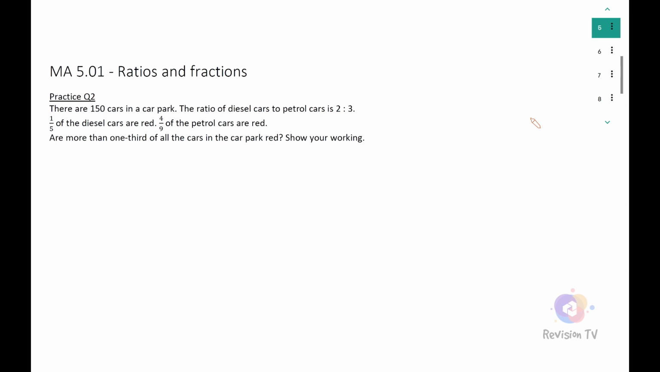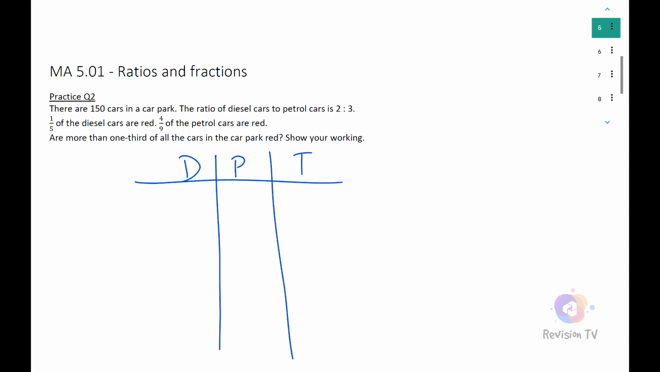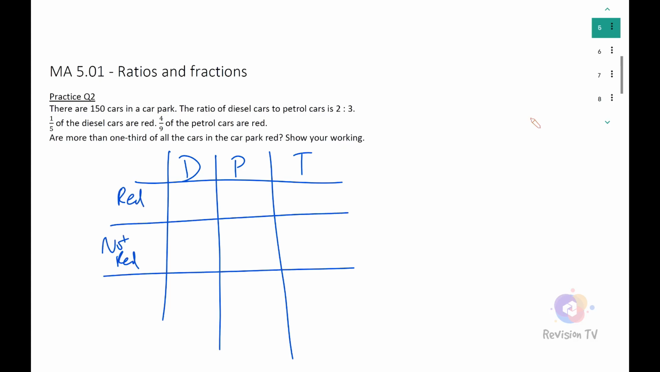So, two-way table. So we have diesel on here and petrol and the total. So we can have red and not red. And the total.